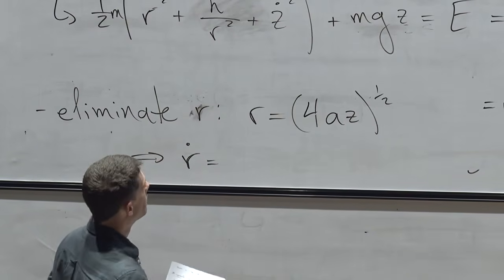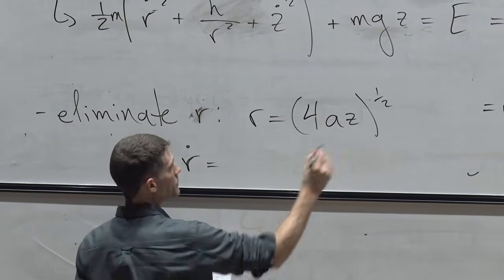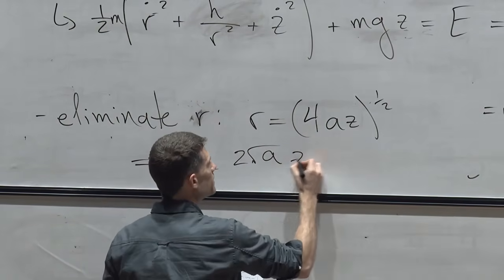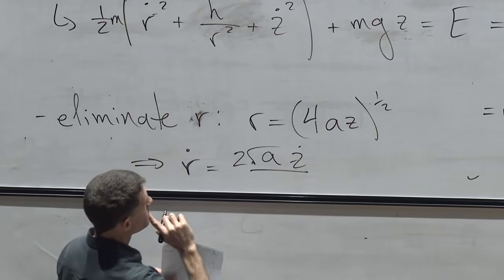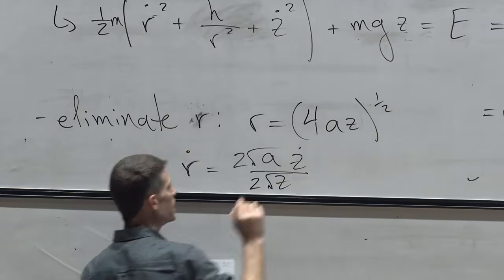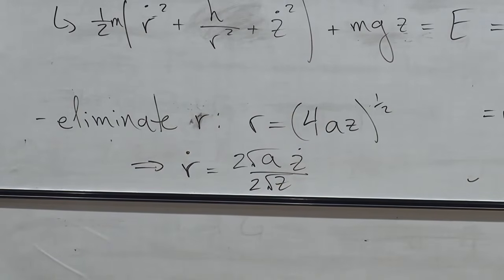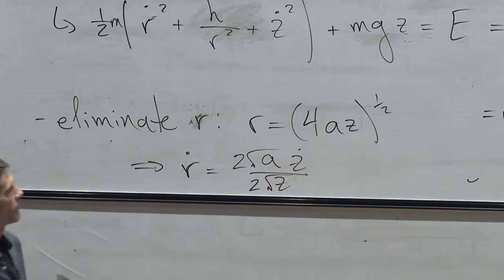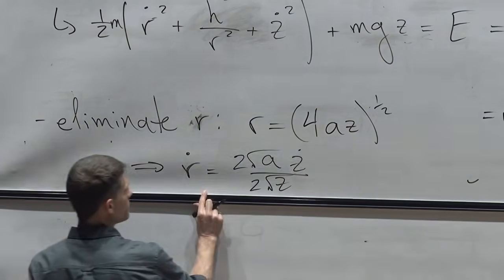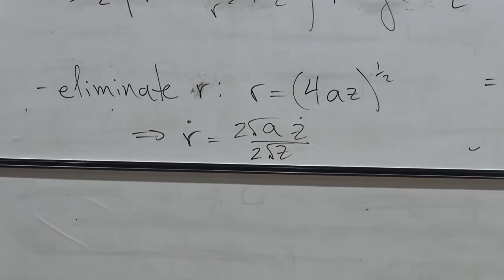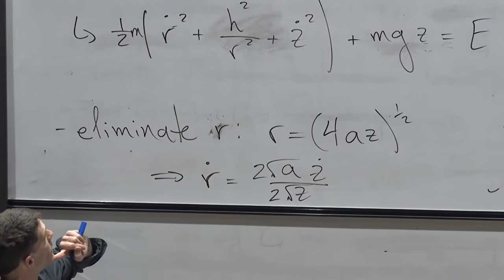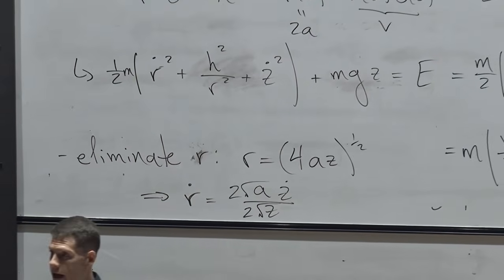we get a 1/2 z to the minus 1/2, so that becomes 2 root a z dot over 2 root z, I think. I'm pulling out the root 4a and taking 1/2 z to the minus 1/2. Right, so I can plug that in there. And now I have a single equation for z.